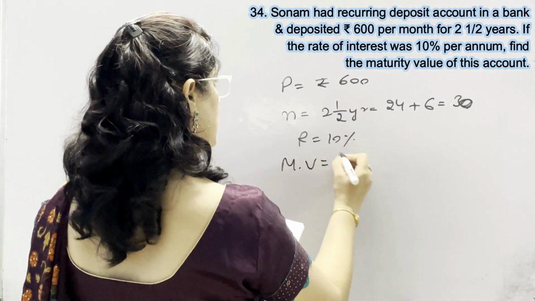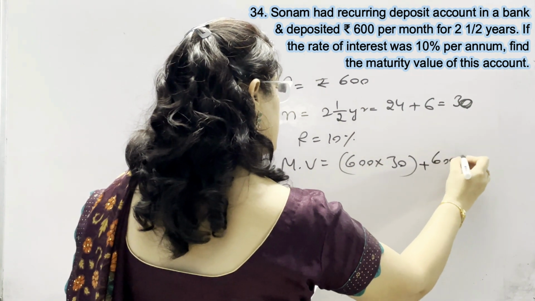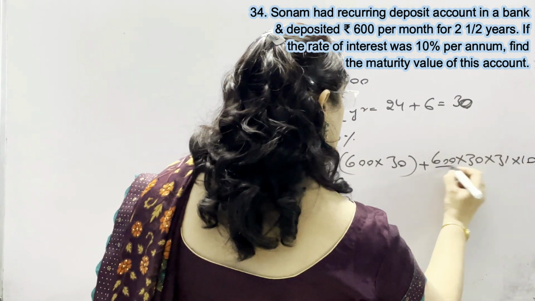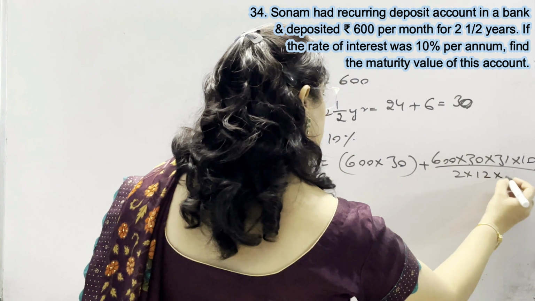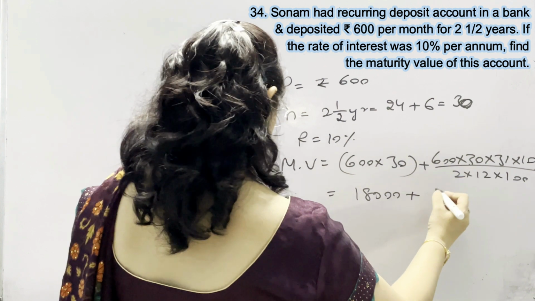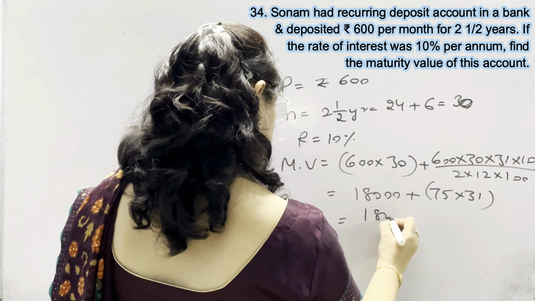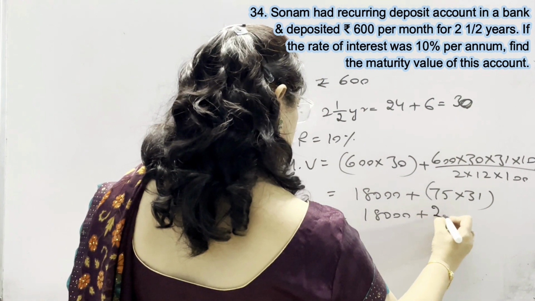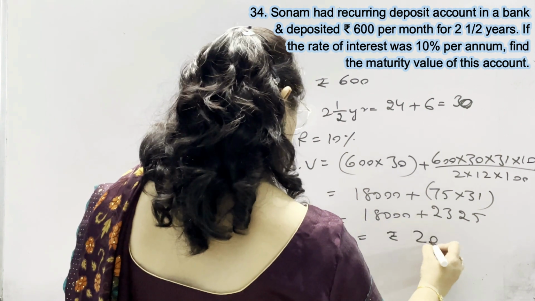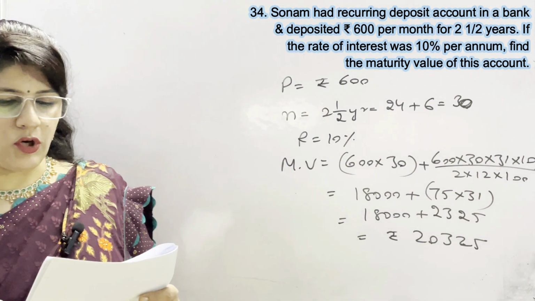So maturity value is equal to P into N, 600 into 30 plus 600 into 30 into 31. Rate is given as 10 upon 2 into 12 into 100. So here 18,000 plus after calculation 75 into 31. So 18,000 plus 2325 and value comes out to be rupees 20325. So this is the maturity value.